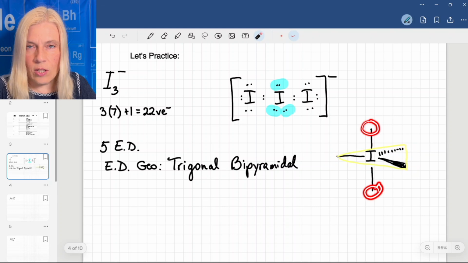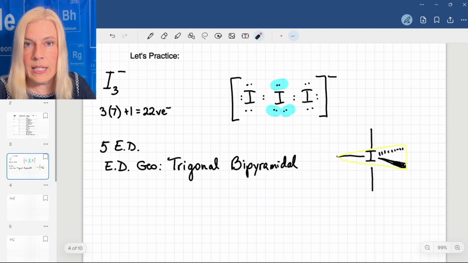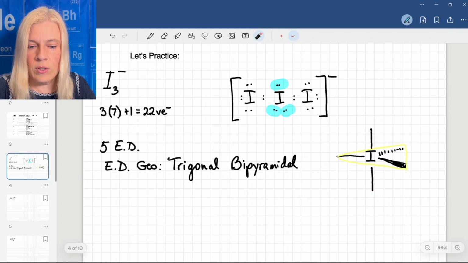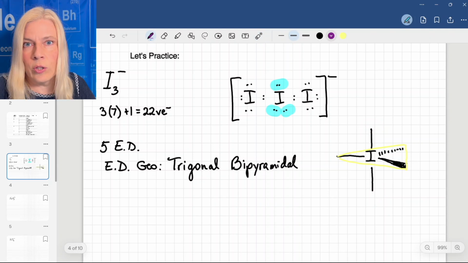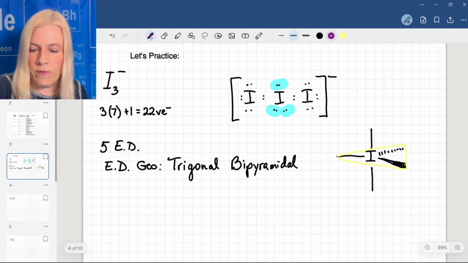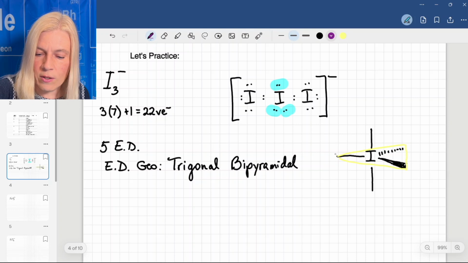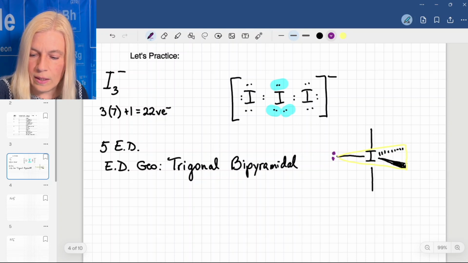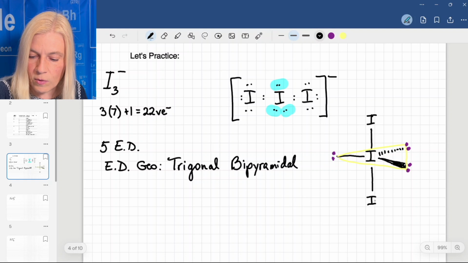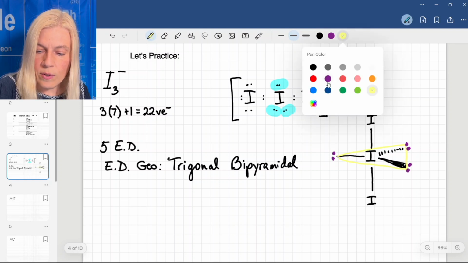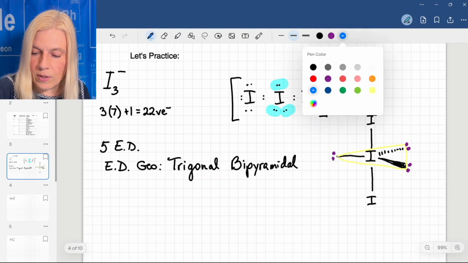The reason trigonal bipyramidal is, I think, the hardest shape of molecule is that you have 2 different angles, and you need to know where lone pairs go. Lone pairs go on equatorial positions. You have to fill them in first. So I have 3 lone pairs: 1, 2, 3. The 3 lone pairs go here, and then my other 2 iodines, 1 goes here and 1 goes here.